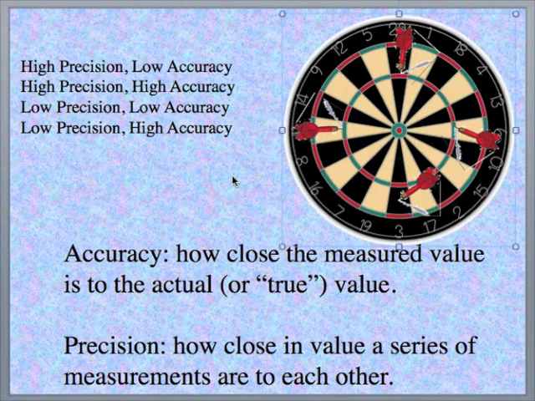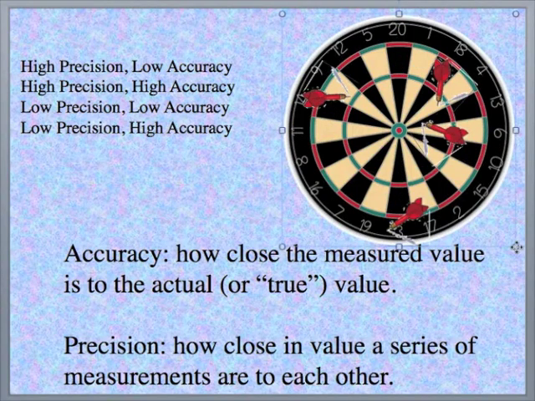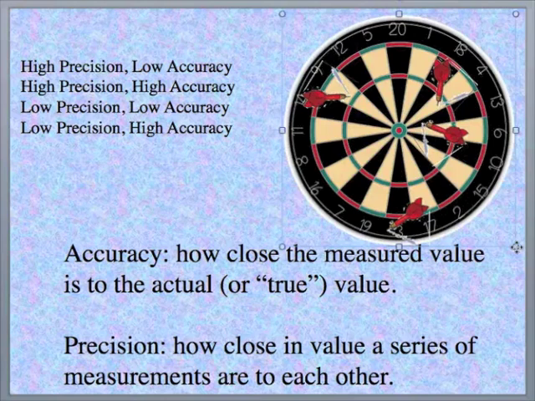All right, how about this one? I think we'd have to call this one low precision and low accuracy. Well, you get the general idea of how accuracy and precision work.